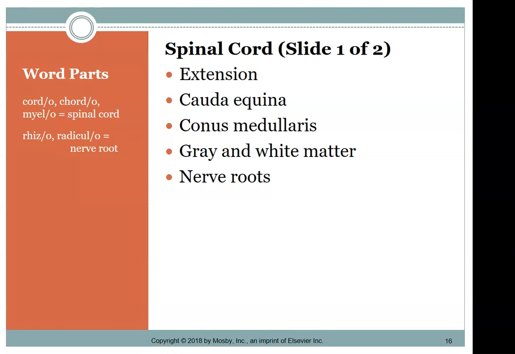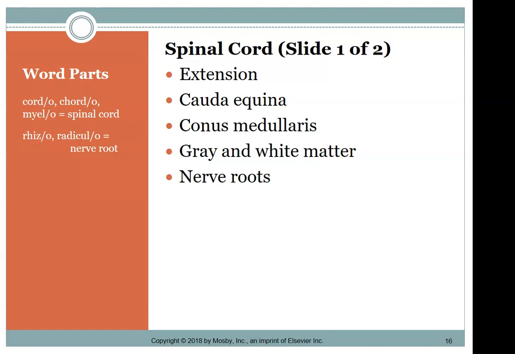The spinal cord. The spinal cord extends from the medulla oblongata to the first lumbar vertebra. From there, it extends into a structure called the cauda equina, which is literally a horse's tail. The conus medullaris is the end of the spinal cord, and the cauda equina is a collection of nerve roots that extend from it. A total of 31 pairs of spinal nerves emerge from the spinal cord at the nerve roots. The next slide will show these structures.